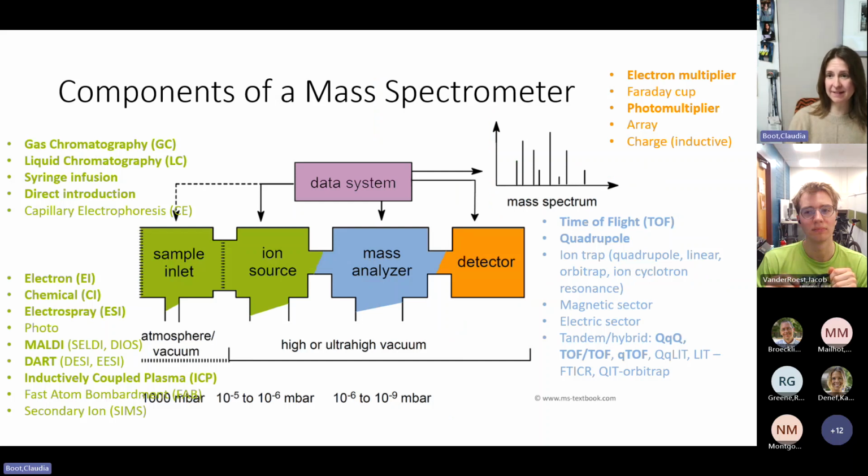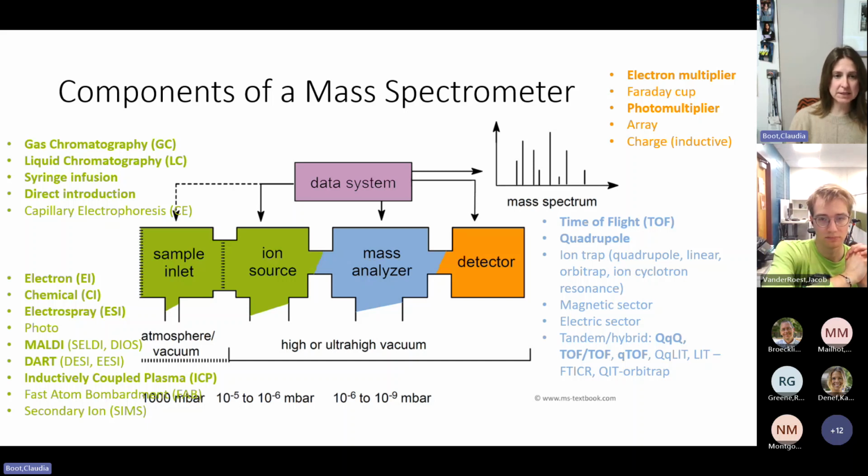So here we are again at the components of a mass spectrometer, where we have the sample inlet, ion source, and mass analyzer, and where we detect the ions. And for each one of these categories, there's a whole variety of ways that you can introduce a sample. So we'll give you an overview of what's possible, and the things that are in bold are things we have here in the ARC that you can use yourself.